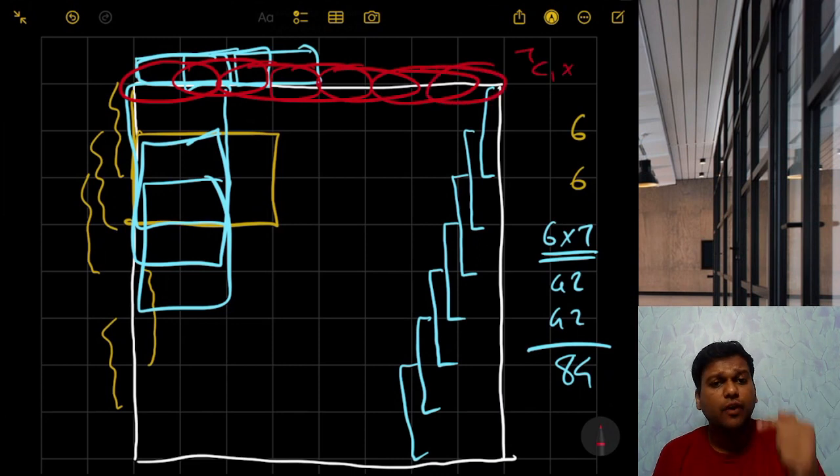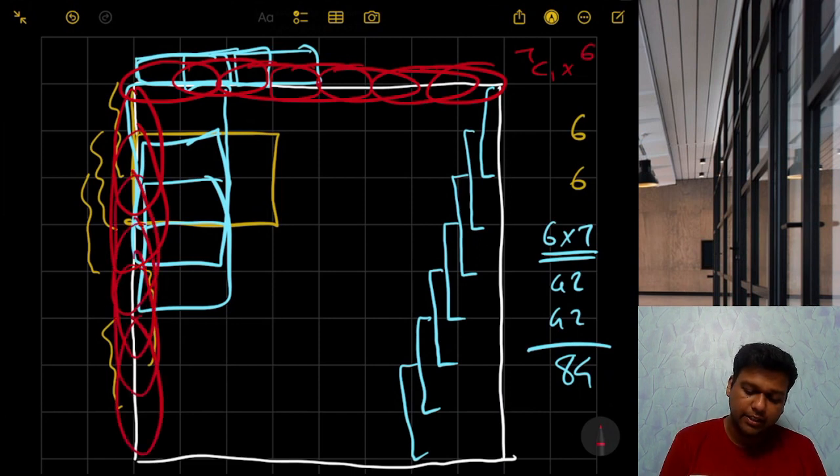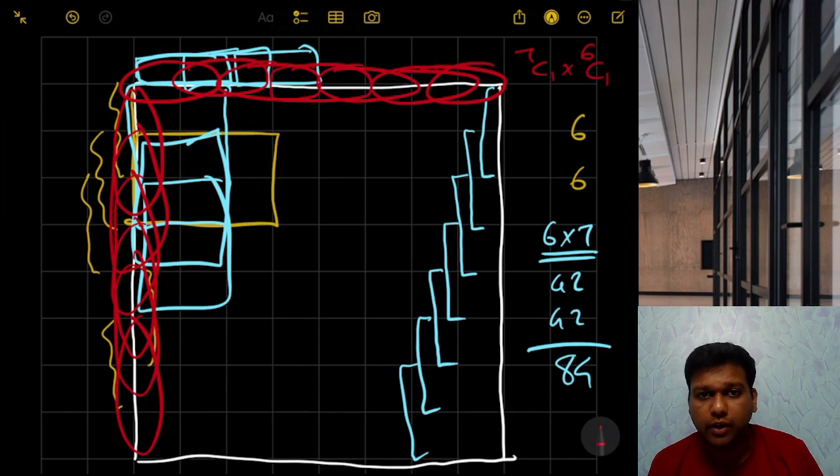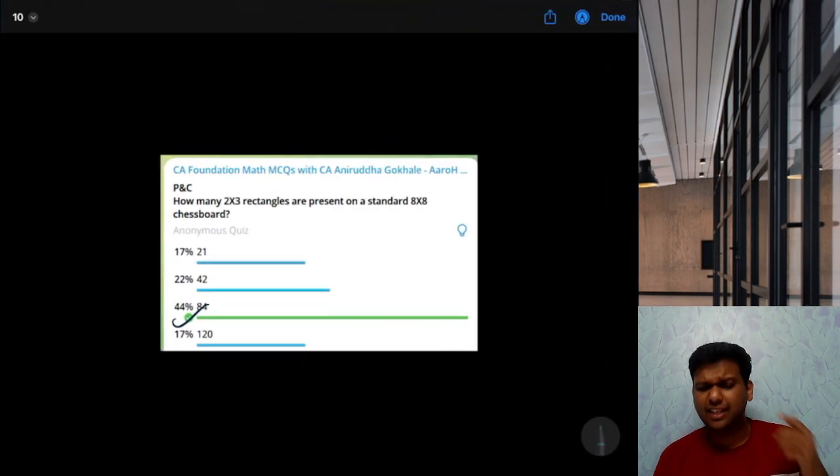And for the height, we need height of 3. So 3 will be one section, 2 sections, 3 sections, 4, 5 and 6. So that is 6C1. Again 7 into 6 is 42. And if we reverse it, it will be again 42. So 42 plus 42 is 84. 84 is the correct answer.